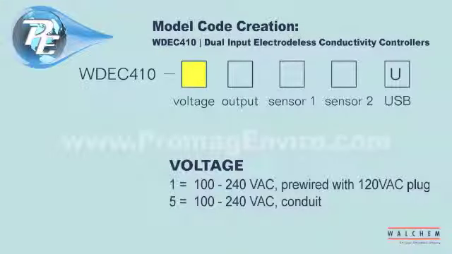The model code begins with WDEC 410. The first selection is voltage. The number 1 represents 100 to 240 volt, pre-wired with 120 volt plug. The number 5 represents 100 to 240 volt conduit.